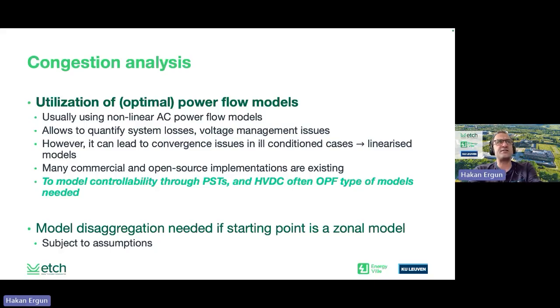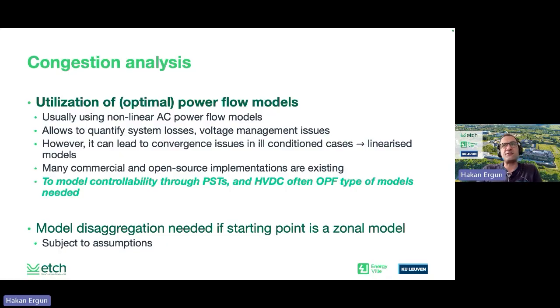However, when we are using AC power flow calculations, especially on large systems, it can really lead to large convergence issues in ill-conditioned cases. So very often, if you need to solve power flow models thousands of times or potentially millions of times, you still will resort to linearized models, which are going to have a better convergence behavior. But to deal with this, we already do have a number of commercial and open source implementations.